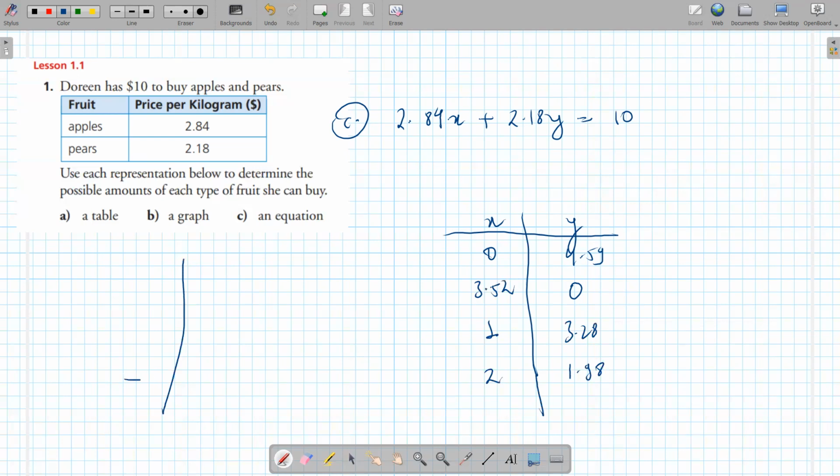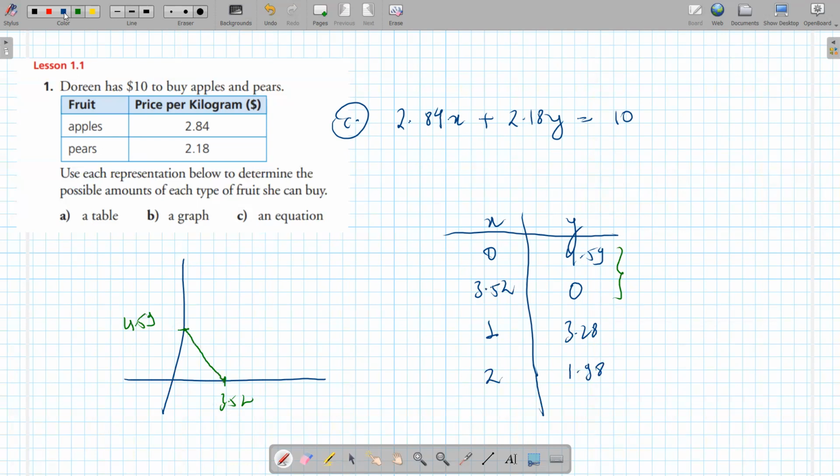The easiest way to graph this, again, these numbers are not nice, but the easiest way to graph this, instead of finding the slope and the y-intercept, I think is just using the intercepts that we have here. So let's say this is our x-intercept, 3.52. Let's say this is our y-intercept, 4.59, and you kind of connect them.